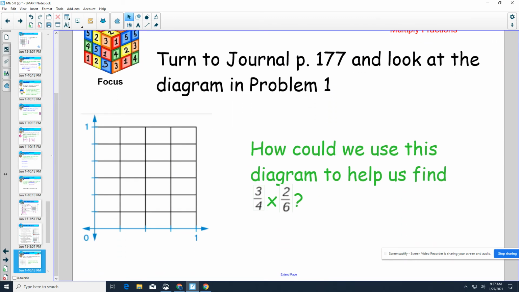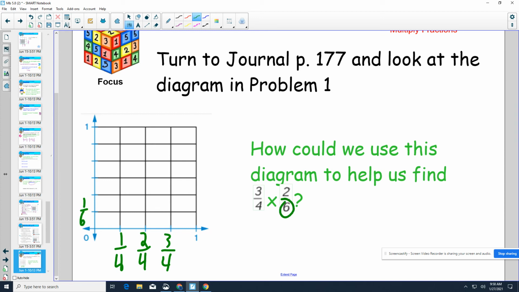Now, if you go back to the diagram on journal page 177 and look at problem 1, you have something that says 3/4 times 2/6. So first we'd want to label the tick marks on here again. So I have 1, 2, 3, 4. So 1/4, 2/4, 3/4. But I don't want to assume that this is fourths going up, and I can actually see right here it says 6. So let's see. 1, 2, 3, 4, 5, 6.